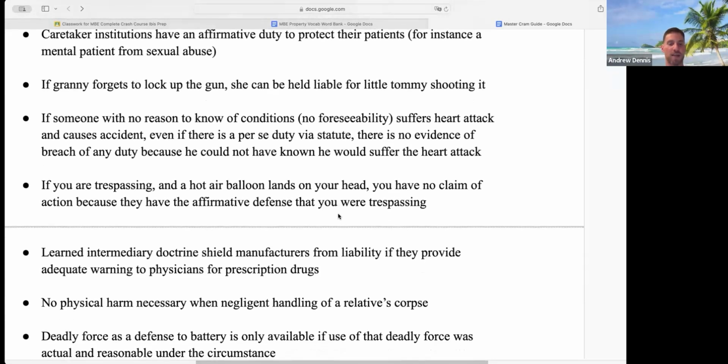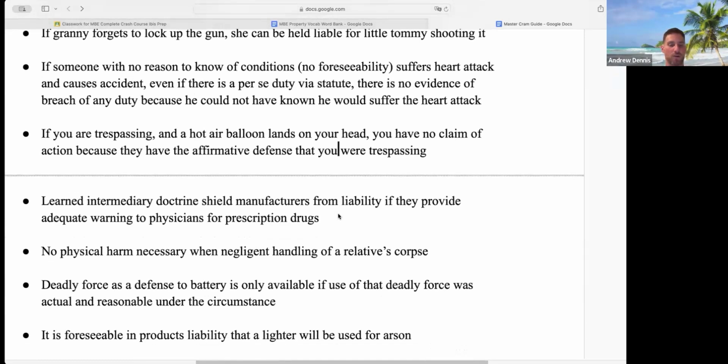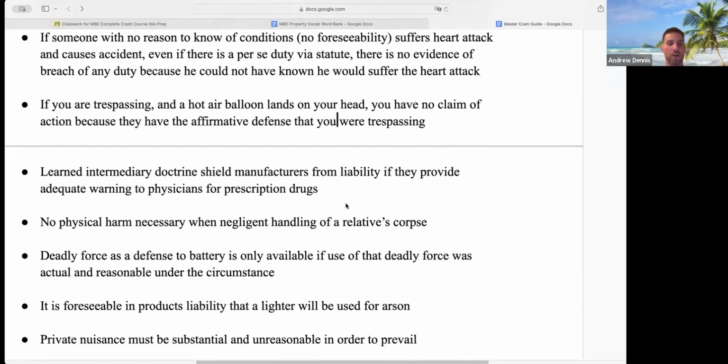If you're trespassing and a hot air balloon lands on your head, you have no cause of action because they have an affirmative defense that you're trespassing. The learned intermediary doctrine shields manufacturers from liability if they provide adequate warning to physicians for prescription drugs.